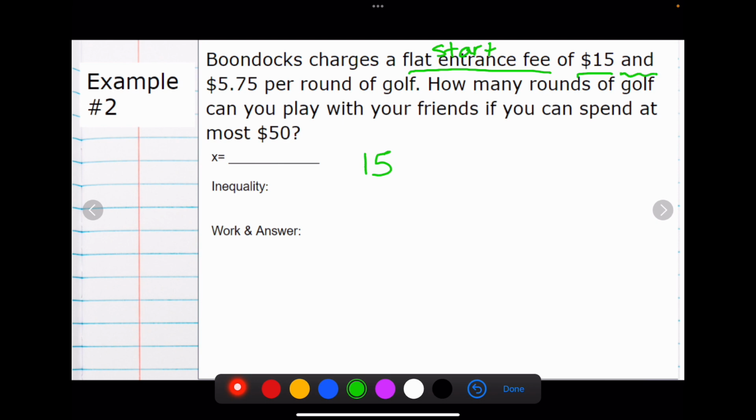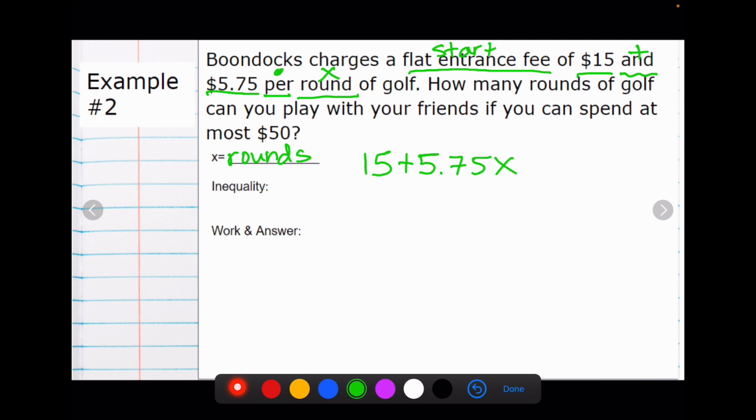And remember, the word and means that we're adding $5.75 per round. Per meaning times, round meaning that is our unknown. That is our x. So down here, I'm going to write the word rounds. Rounds of golf. I have no idea how many rounds of golf he is going to play. So I'm going to add that to our inequality as such.